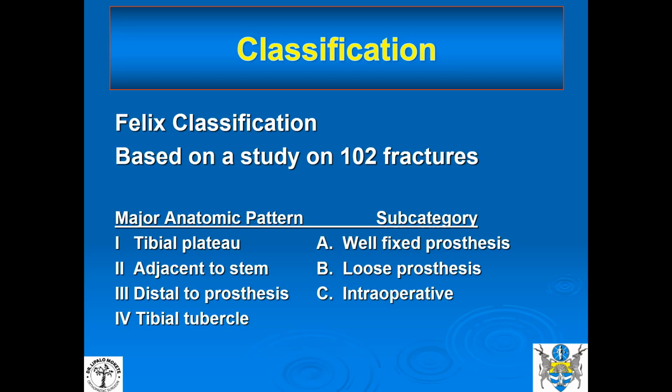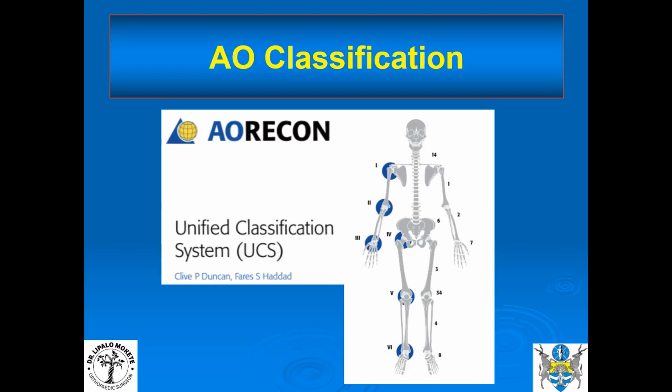So with the major anatomical pattern, you've got fractures of the tibial plateau, which would be 1, fracture adjacent to the stem 2, distal to the prosthesis, and then these here, which are quite rare, fractures of the tibial tubercle. But having said that, the subcategory is also very, very important because you need to know whether the prosthesis is well fixed or whether it's loose, because that changes the way you manage these fractures.